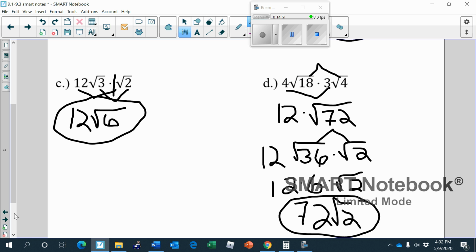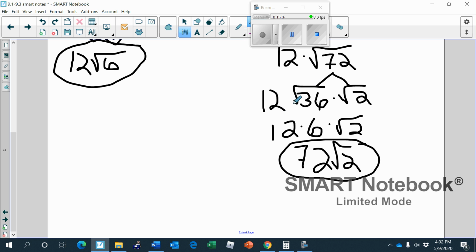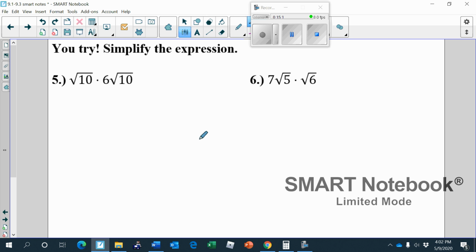So again, there's different ways to do it, and all ways are okay, as long as we get our most simplified answer, okay? And then remember that 36 was the biggest perfect square that divided into 72. So let's try these tries, pause it again, try them, and then come back to me.